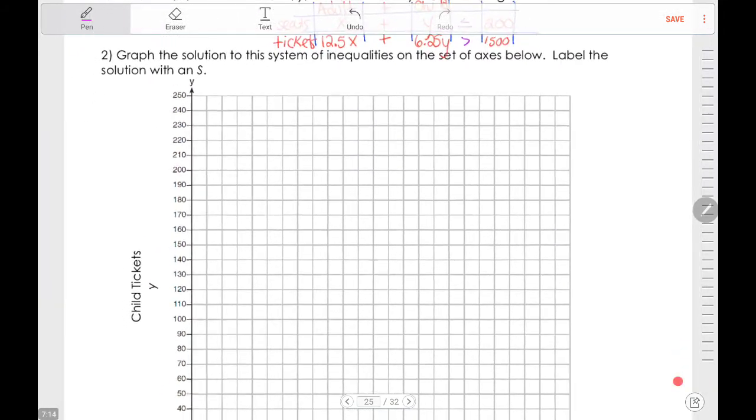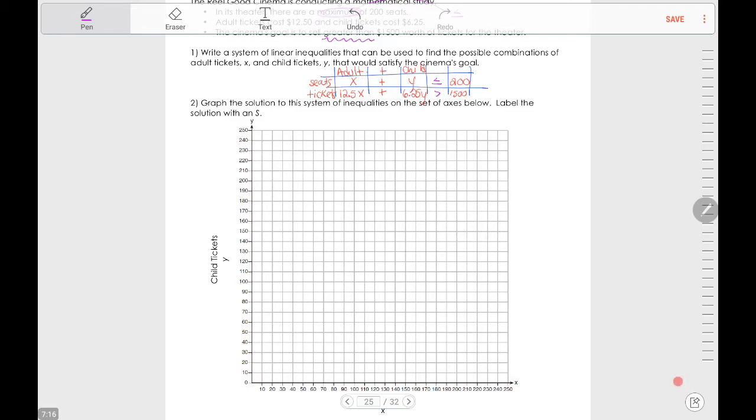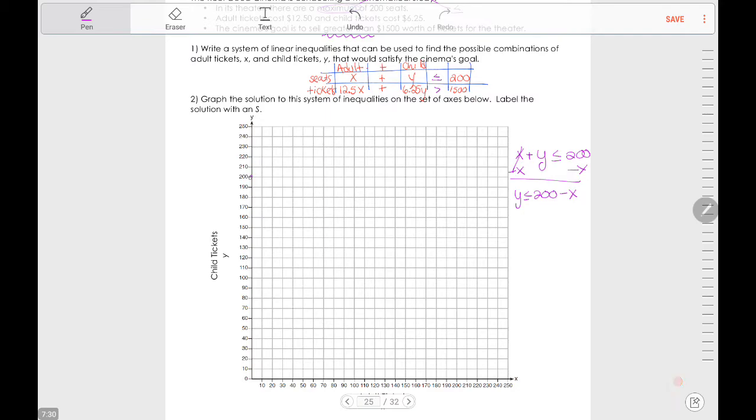Okay, so there's my equations. If I want to graph these things, I need to get them into y equals first. So for the first one, I would have to subtract x over to the other side. And we get y less than or equal to 200 minus x. I'll go ahead and graph that first. This is going to be shaded down and a solid line.